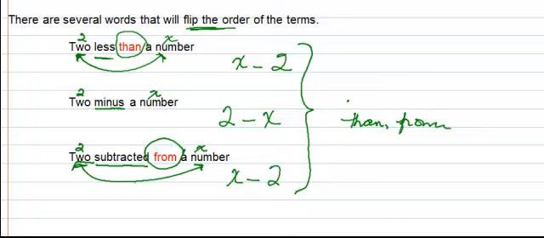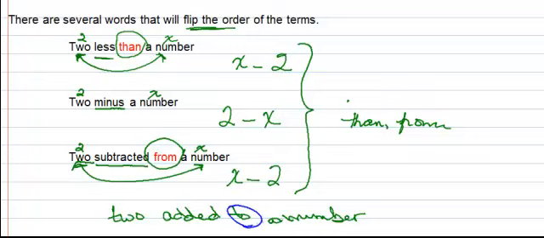Now there is one more that I'm going to just add here. It's a little bit different, but it's going to be 2 added to a number. And we don't really get excited about this one because when things are being added, of course, we know that the order doesn't matter. But this word also, if we were reading this for precision, 2 added to a number. So 2 is being added to something else. So again, it's flipping the order.